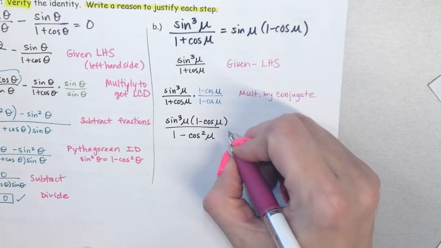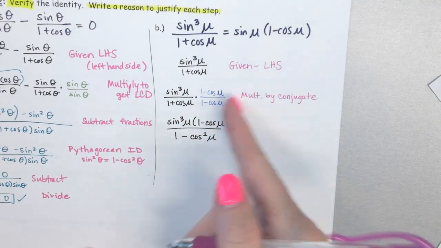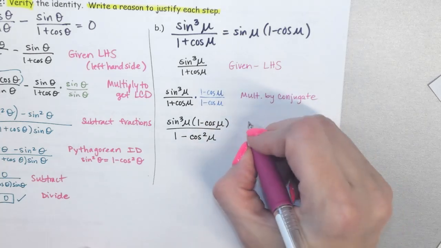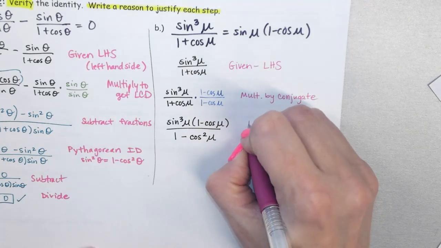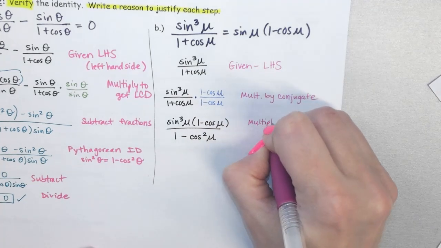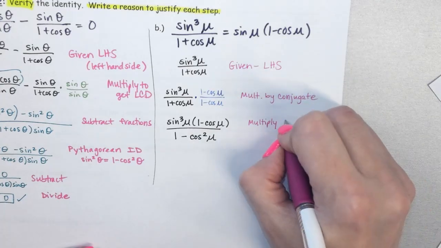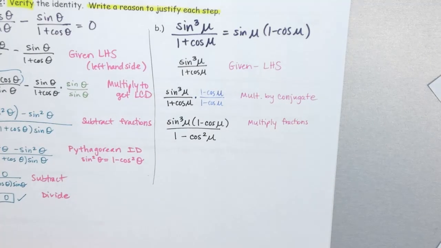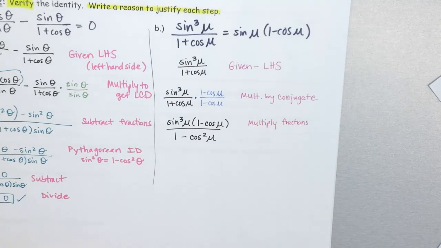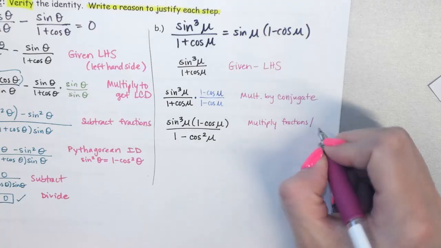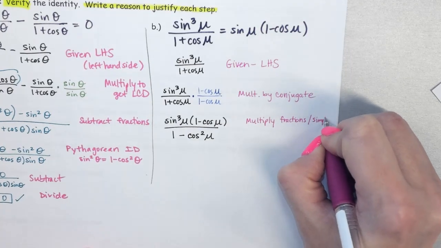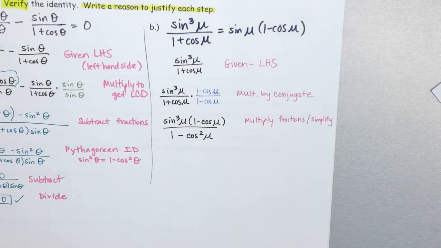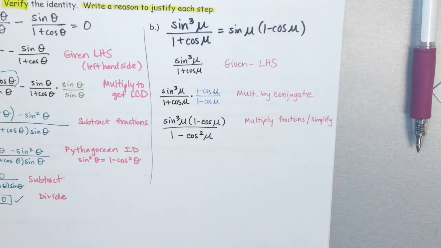And then for this, you can either put multiply or simplify. You can put multiply fractions. You can put simplify, that is fine too. There are some steps where I'll accept multiple things. All right, do you guys see what we're going to do next?